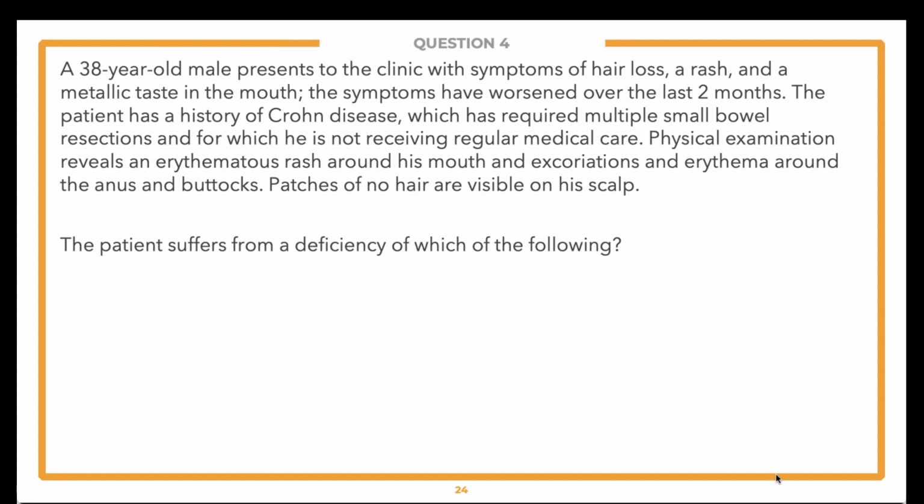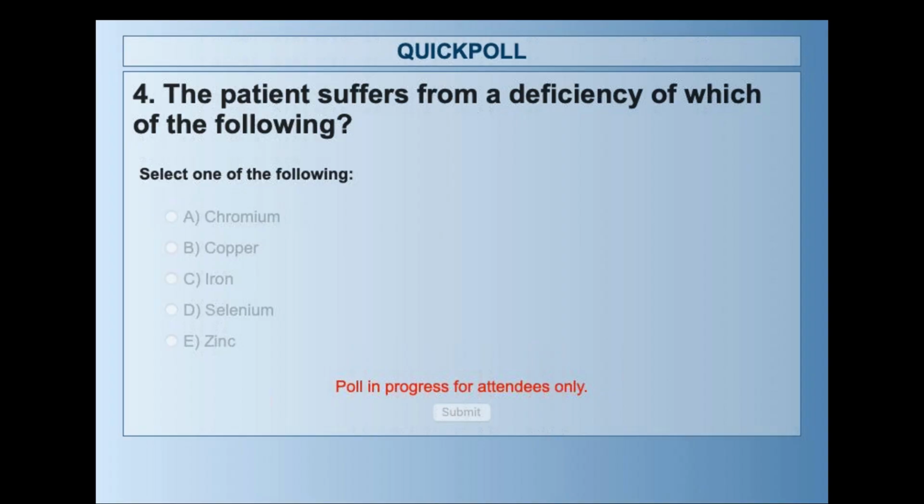Let me know how many steps you think it's going to take to solve this one as I go and reveal our answer choices. So I'm going to take them from the bottom. Answer choice E is zinc. Answer choice D, selenium. Answer choice C, iron. Answer choice B, copper. And answer choice A, chromium. Okay, so you've got your options. What I'm going to do is launch the poll, and you can tell me which of the following this patient is suffering a deficiency of.